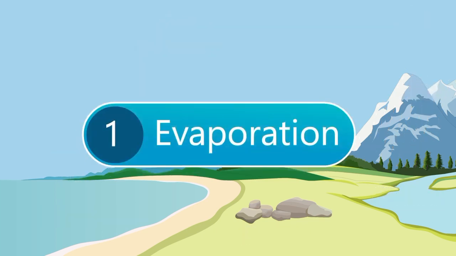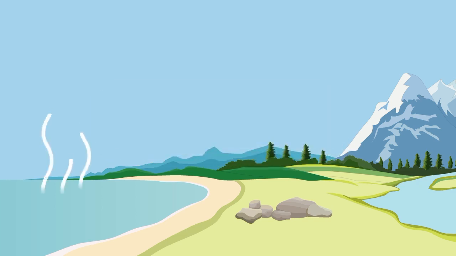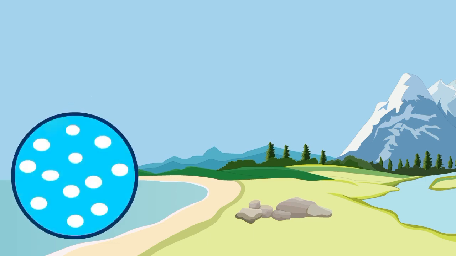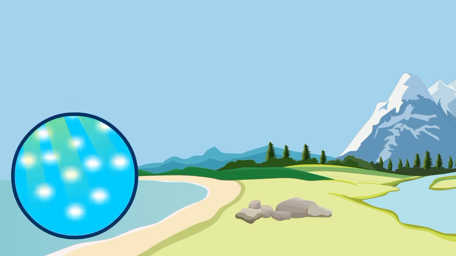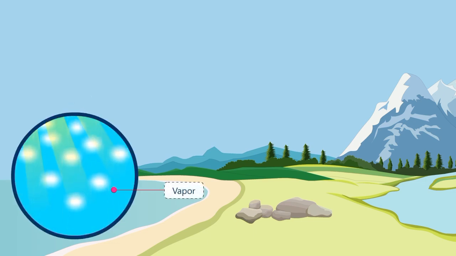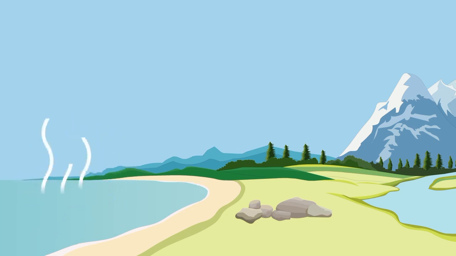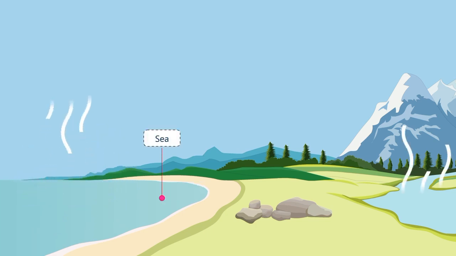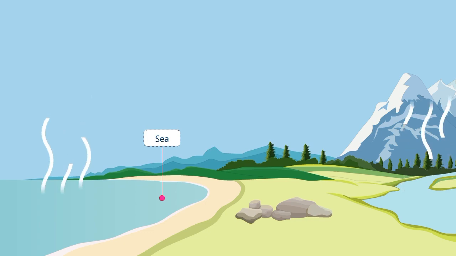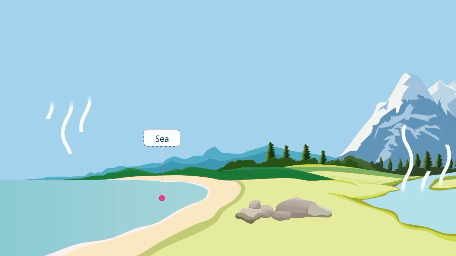Evaporation. The water cycle starts with evaporation. It is a process where water at the surface turns into water vapor. Water absorbs heat energy from the sun and turns into vapor from water bodies like the oceans, the seas, the lakes and the rivers. These are the main sources of evaporation.